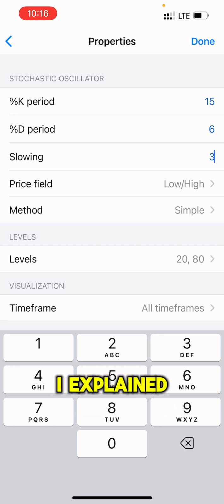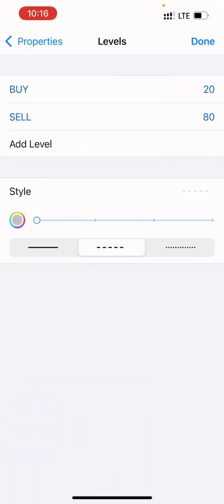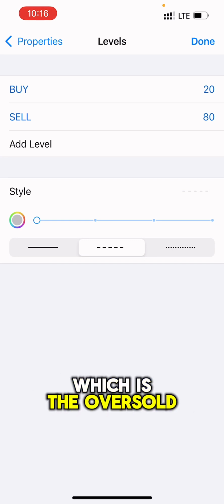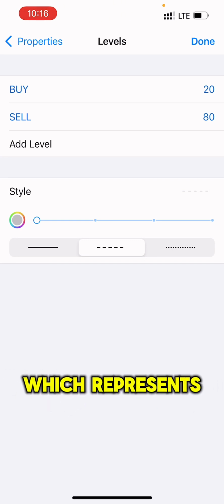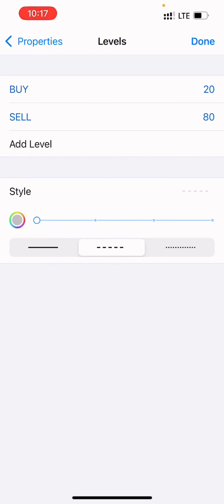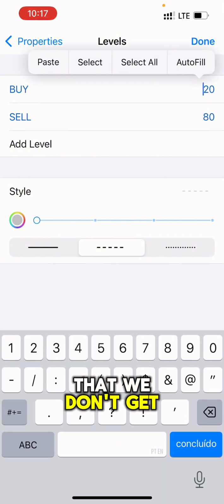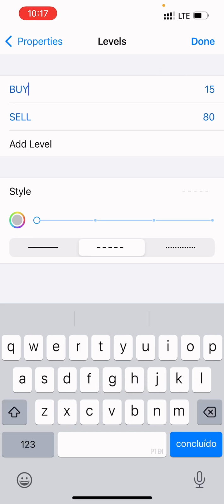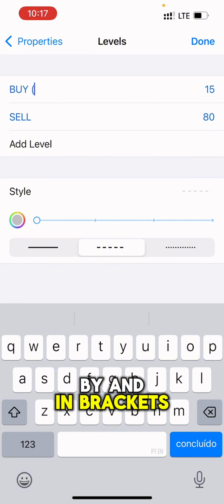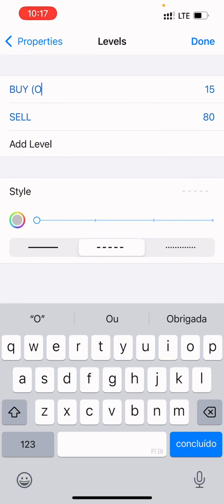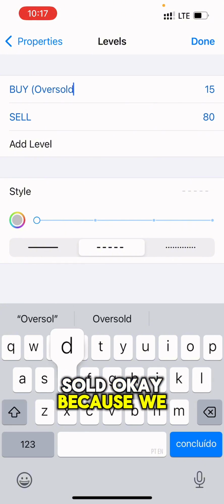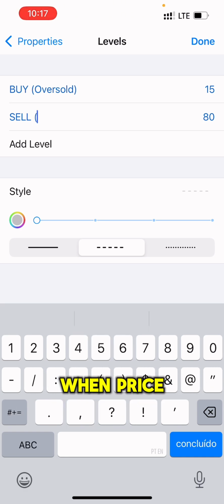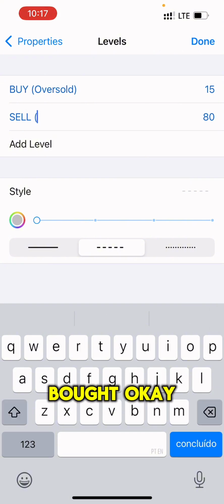You could change it, but for now we keep it simple. And the levels, like I explained, are going to change. So if I click on the levels, I have 2 levels here. One for buy, representing the oversold condition, and one for sell, which represents the overbought condition. So just so that we don't get lost, I can put 15 for the buy. And then here I write buy, and in brackets I can write oversold, because we buy when price is oversold. And here we sell when price is overbought, okay?